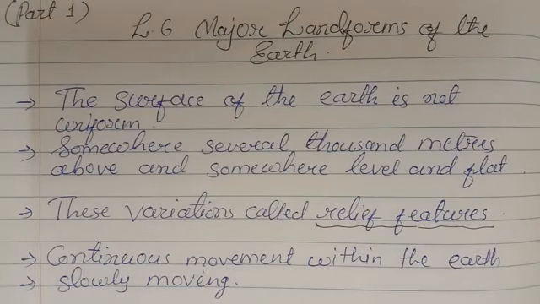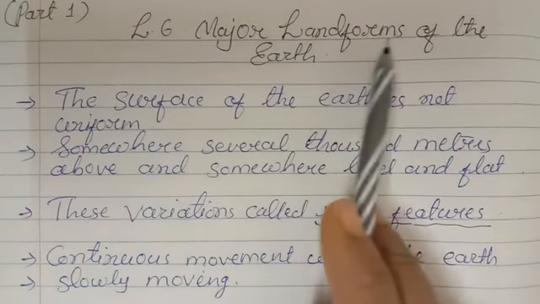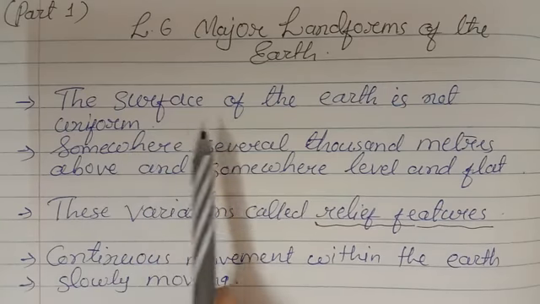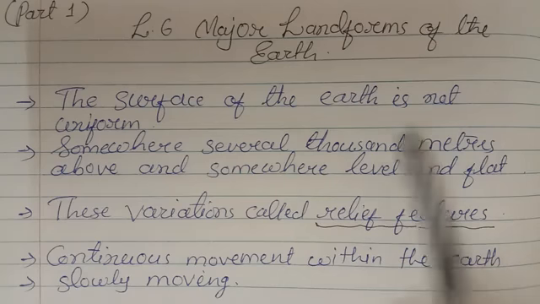Hello children, let us begin our sixth chapter of geography, that is major landforms of the earth. See children, as we know, the surface of the earth is not uniform. Whatever the surface of the earth is, it is not the same everywhere. Is it the same everywhere? No, it is not uniform.